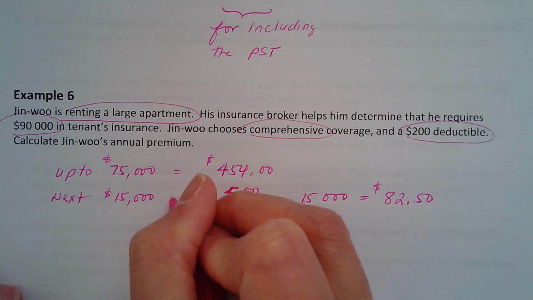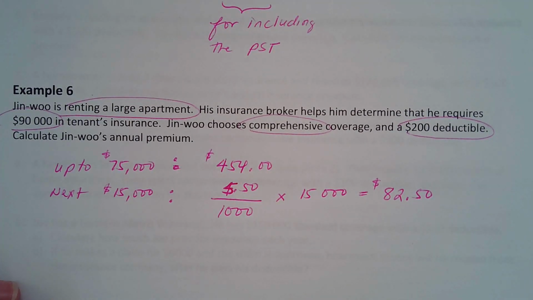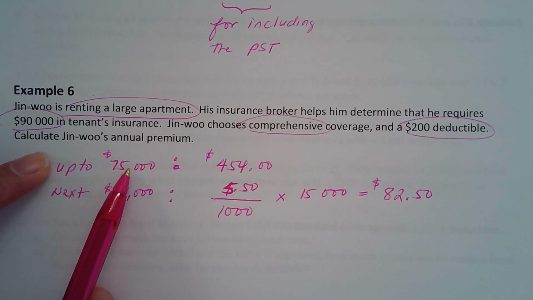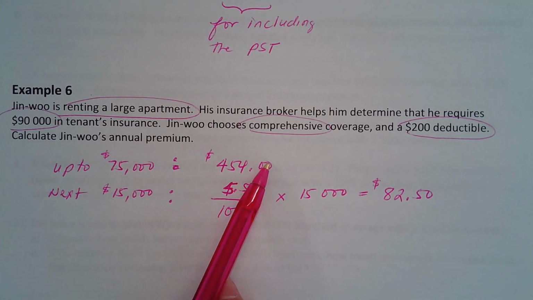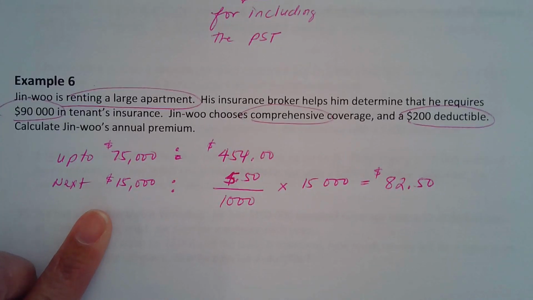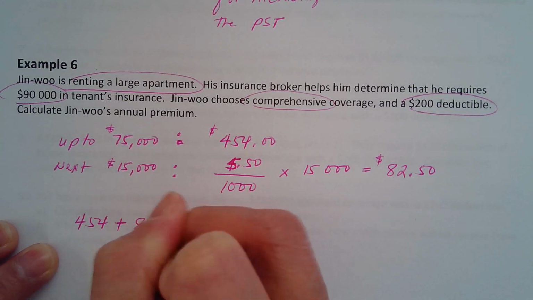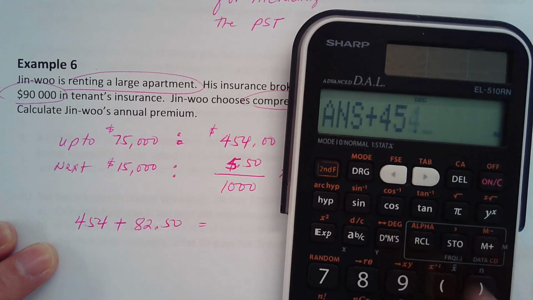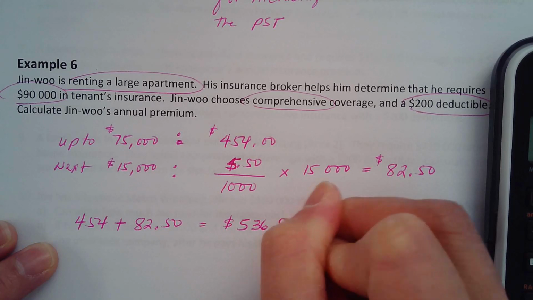Okay, so this is a loaded question. Okay, so far so good? Is everybody okay? Our table only goes up to 75,000, so that's the amount for 75,000. But we still need to add an extra 15,000 to that. So 5.50 per thousand times 15,000 is 82.50. So how much would it be? It's 454 plus 82.50. It's going to be 536.50.